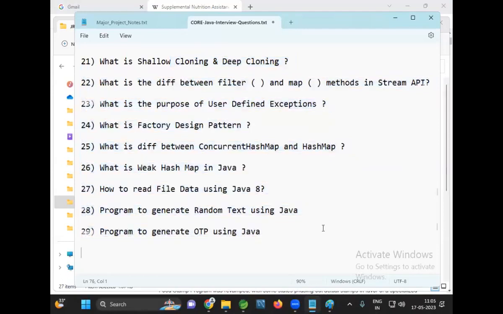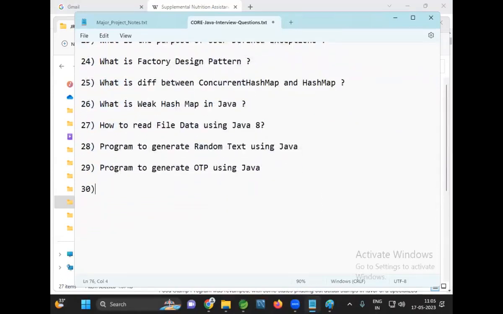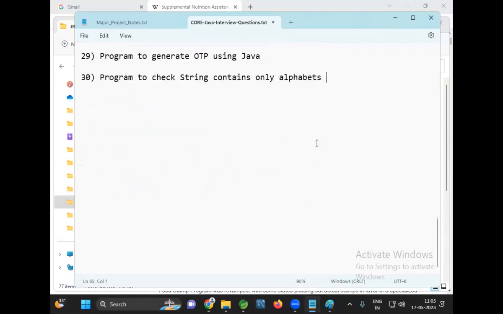Let me give one more question. 30th question: program to check string contains only alphabets. I have given one string. If I give like this, only alphabets are available. If I give like this, numerics are also available. You need to check whether the string contains only alphabets or not.